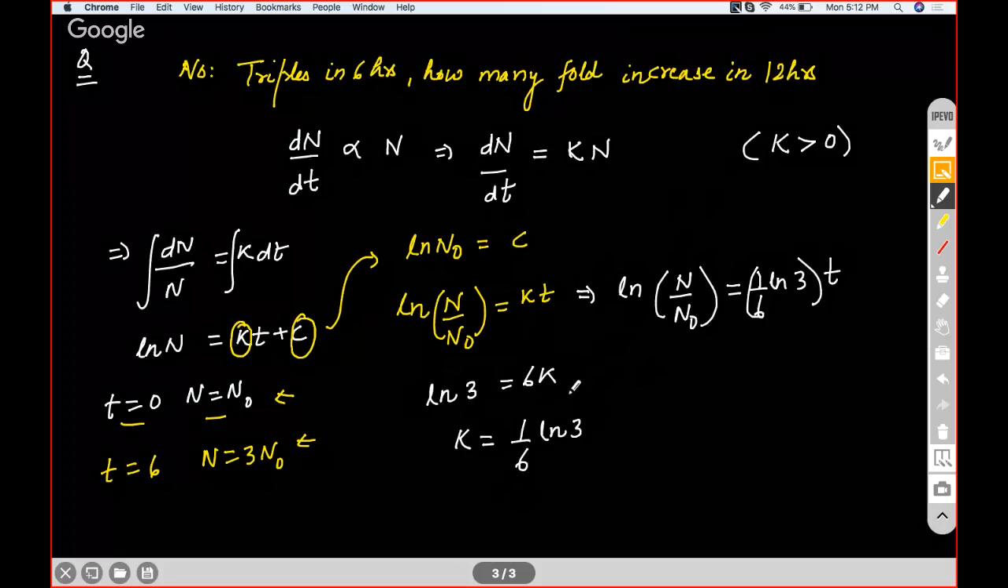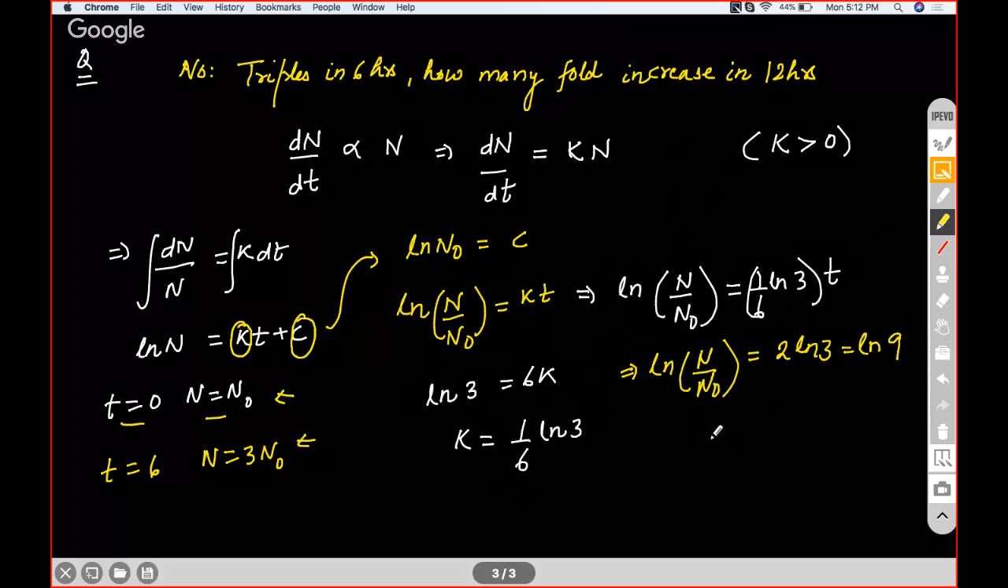Now let's answer the question given to us. How many fold will the population increase in 12 hours? That means they want to know the ratio of n by n naught when t is equal to 12. Substituting t as 12, I get 2 ln 3, which is nothing but ln of 9.